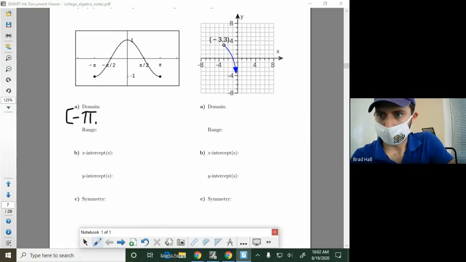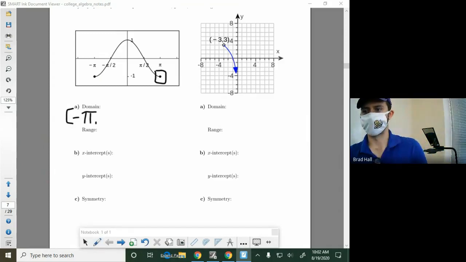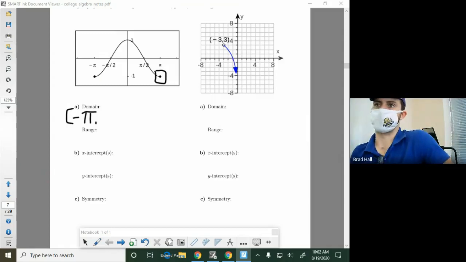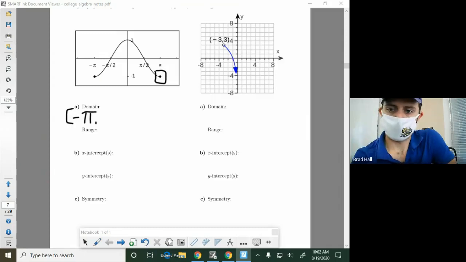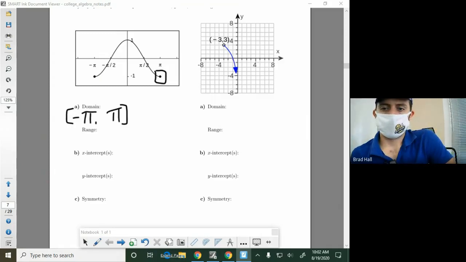Well, let's look at the rightmost point. I think we can all see visually that that is the rightmost point. And what is the x value corresponding to that point? It's positive pi. And so that's it. That's the domain. The leftmost point and the rightmost point, and we use the x values. That's what it means to find a domain given a graph.